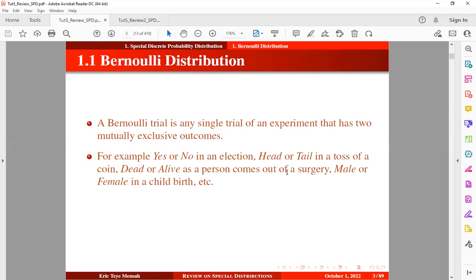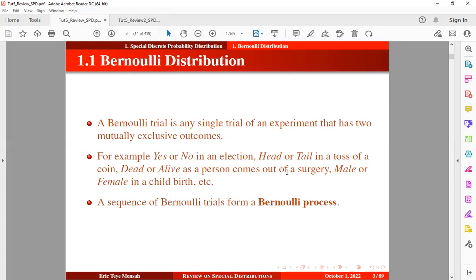Also, dead or alive as a person comes out of a surgery. After every surgery, you are classified as either a dead person or a person who is alive, okay? And also male or female in childbirth, okay? When there's a childbirth, you are classified as either the male group or the female group, okay? So these are some examples.